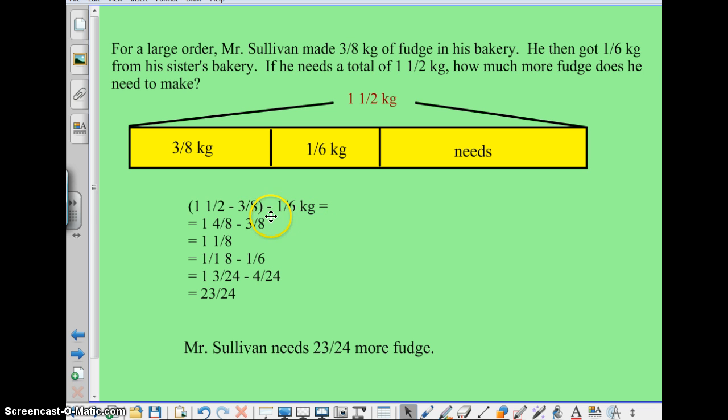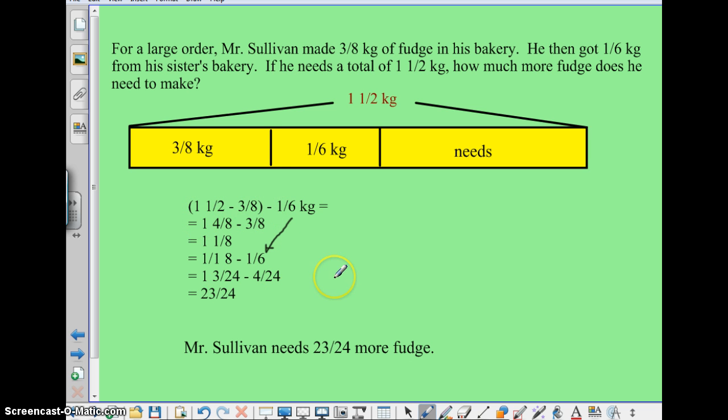So here I'm finding a common denominator between 1.5 and 3/8. My common denominator is going to be 8. So then I put these together. I do 1 and 4/8 minus 3/8 equals 1 and 1/8. Do you get that? Right now I'm doing what's in the parentheses. Then I take this 1/6 and I put it back in here once I'm done with the parentheses work.